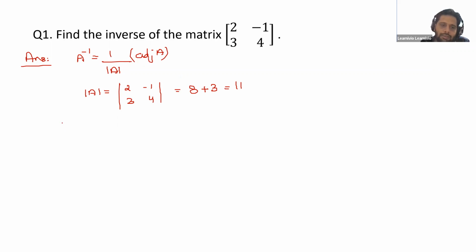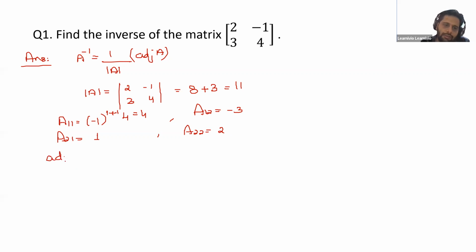For the adjoint we need the cofactors. So A11 will be equal to what? -1 to the power 1 plus 1. First row, first column, ignore this, we get 4. So A11 is equal to 4. A12, first row, second column, so here we will get -3. Next we will get A21, second row, first column, so we get +1. As per the formula we have a negative sign, so we get a positive answer. A22: here we remove this one, so we get 2.